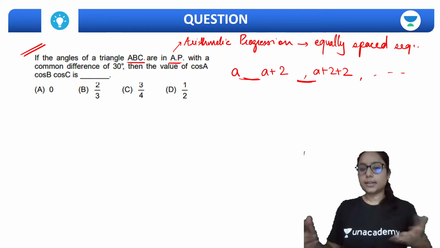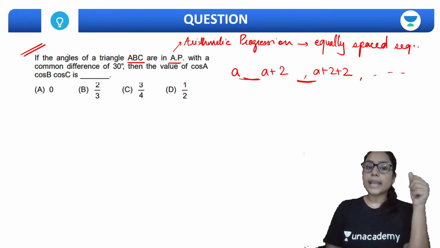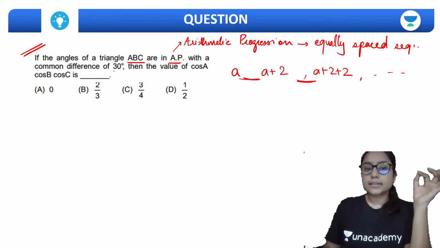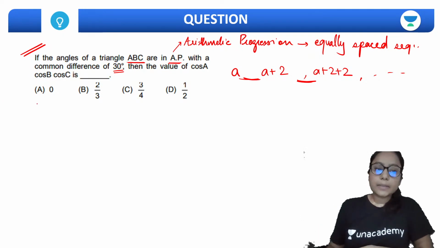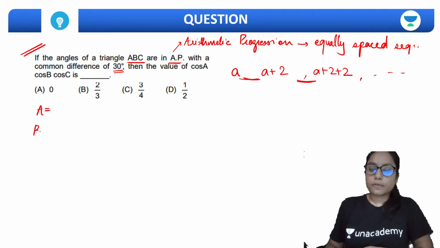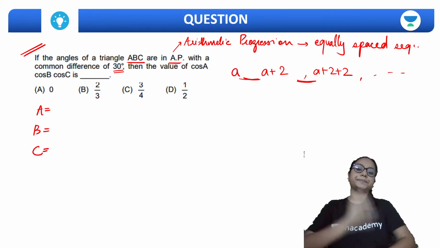ABC is a triangle in which the three angles are in AP. Can you find what these angles are? The difference between two angles is 30 degrees. Can you tell me the measure of angle A, angle B, and angle C? Think about it and answer.